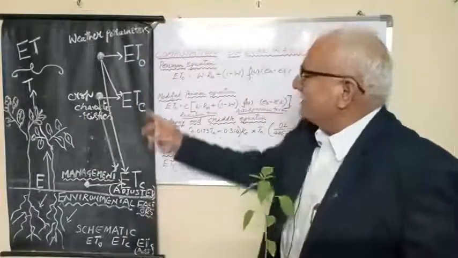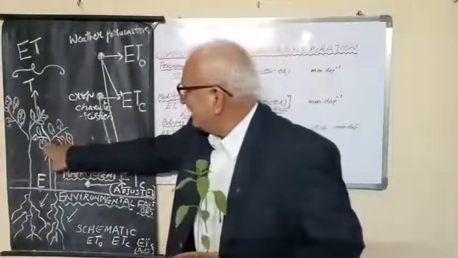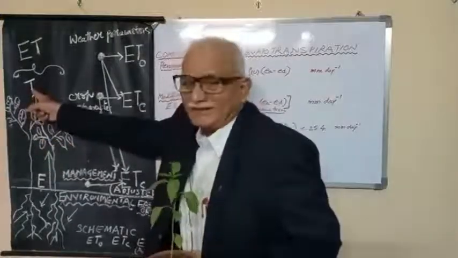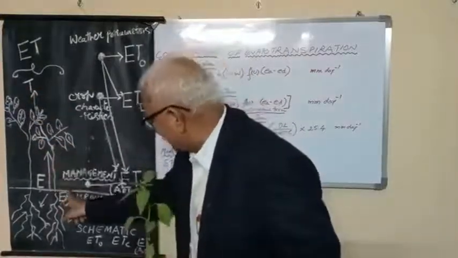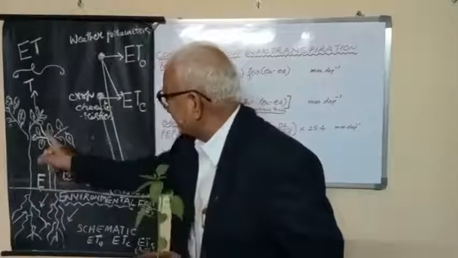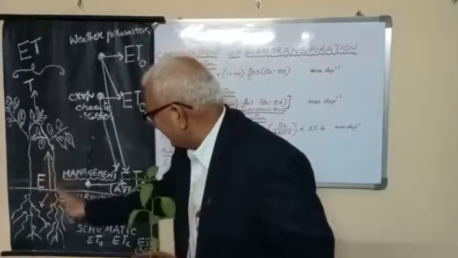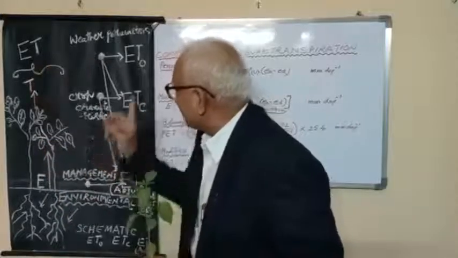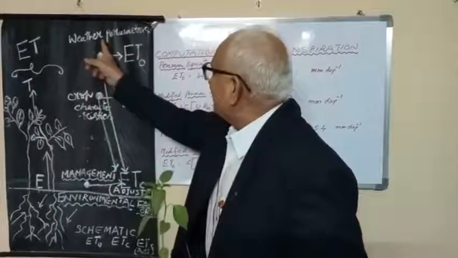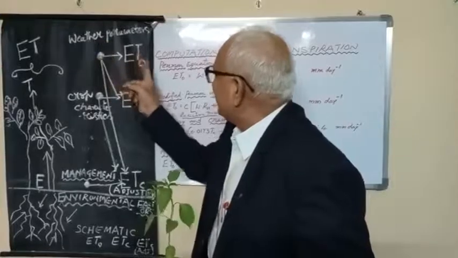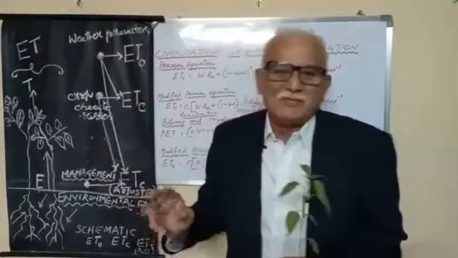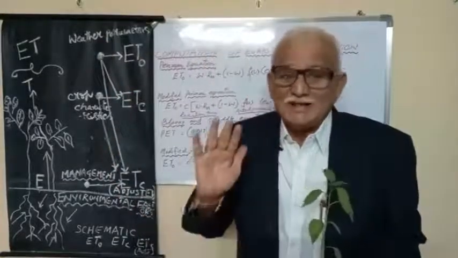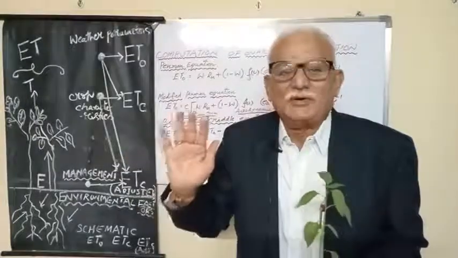It's very interesting. The crop is there, and from the crop transpiration occurs. Soil is there, and evaporation occurs. So both evaporation from the soil and transpiration from the plant, we call it ET. Now weather parameters are there. ETo, what we call the reference crop evapotranspiration.